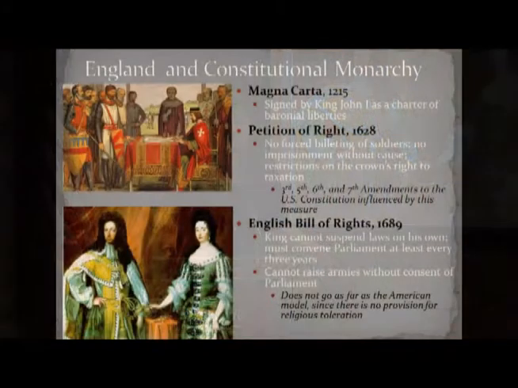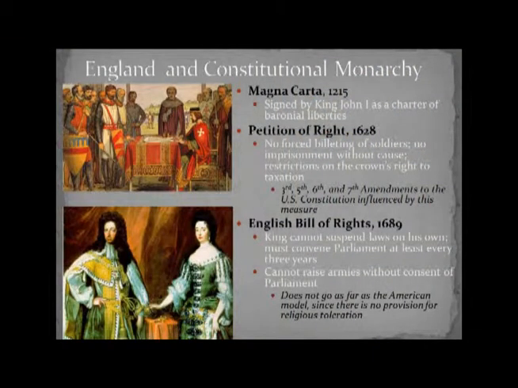Why is it significant? The petition states, guess what, Your Majesty? You can't force the billeting of soldiers. You can't imprison people without cause. There are restrictions on the Crown's ability to tax. And we see these same kind of concerns come up, of course, in the first 10 amendments to the Constitution, the Bill of Rights.